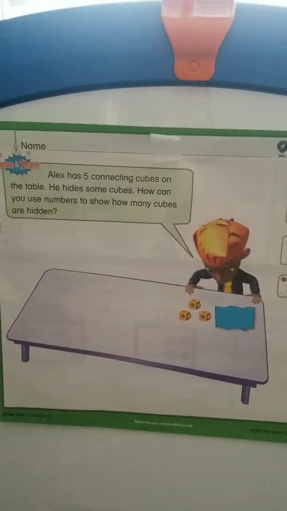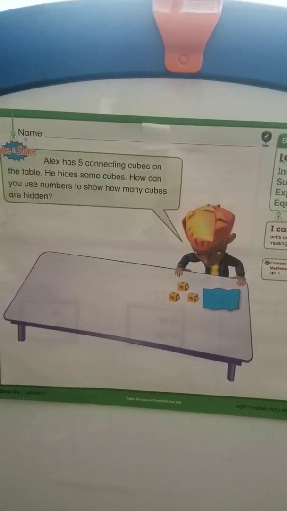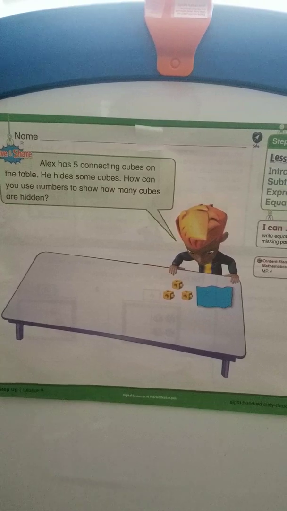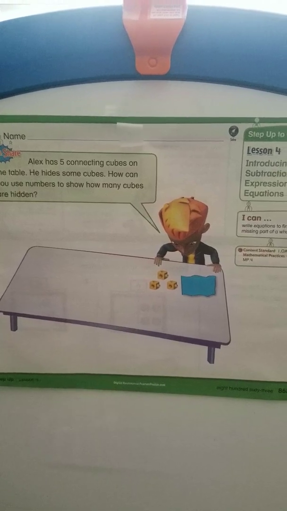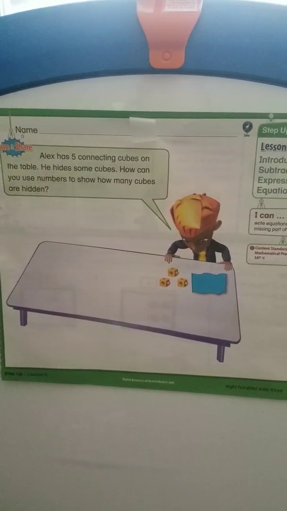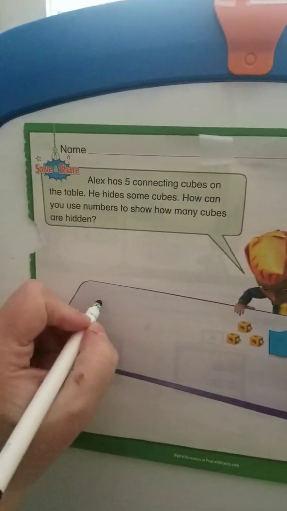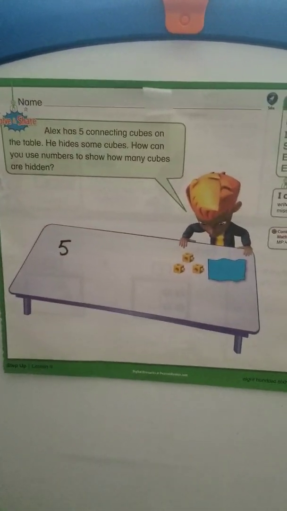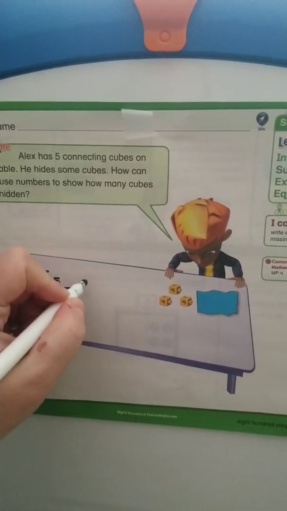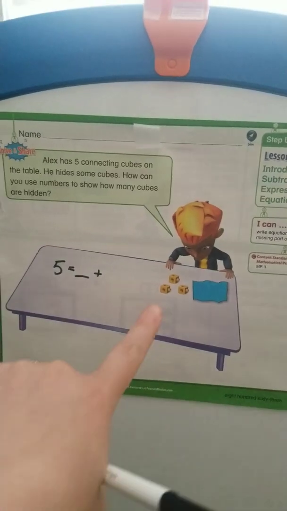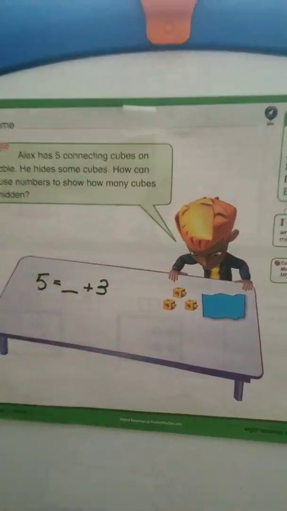Solve and share. Alex has 5 connecting cubes on the table. He hides some cubes. How can you use numbers to show how many cubes are hidden? Well, we know there are how many cubes all together. Read that first sentence again. Alex has 5 connecting cubes on the table. So we know that there are 5 cubes all together. Okay? He hides some, so we don't know what the first number is, but we know how many are left on the table. 1, 2, 3. Okay, so we know that there are 3 left on the table.